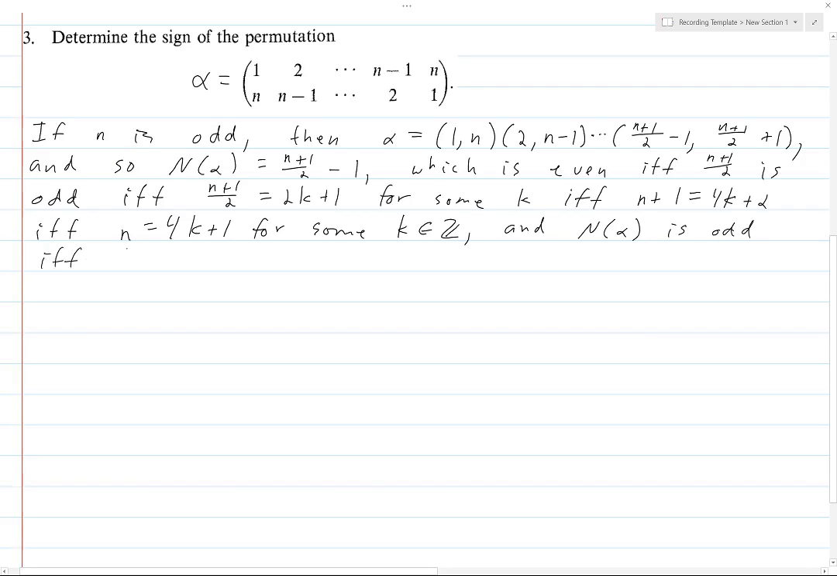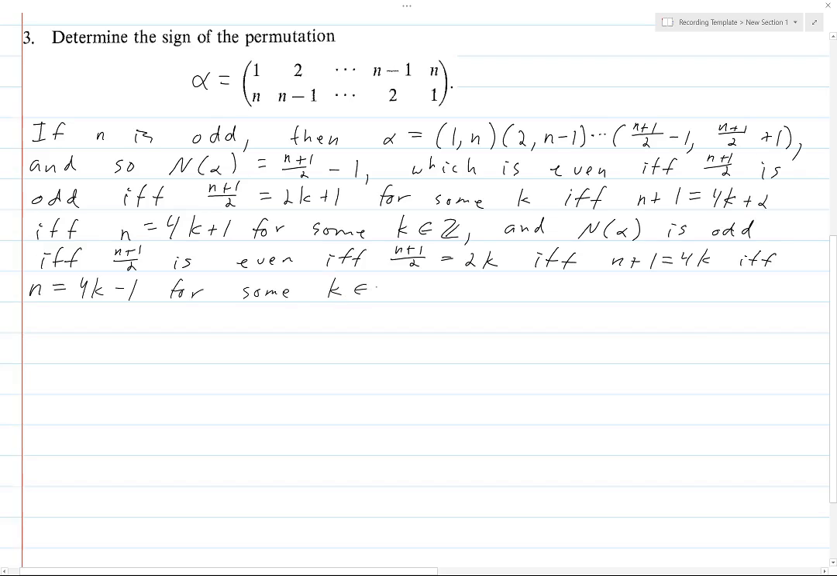Do the same thing. That's if and only if (n plus 1)/2 is even. That's if and only if (n plus 1)/2 equals 2k. That's if and only if n plus 1 equals 4k. That's if and only if n equals 4k minus 1 for some k in Z.